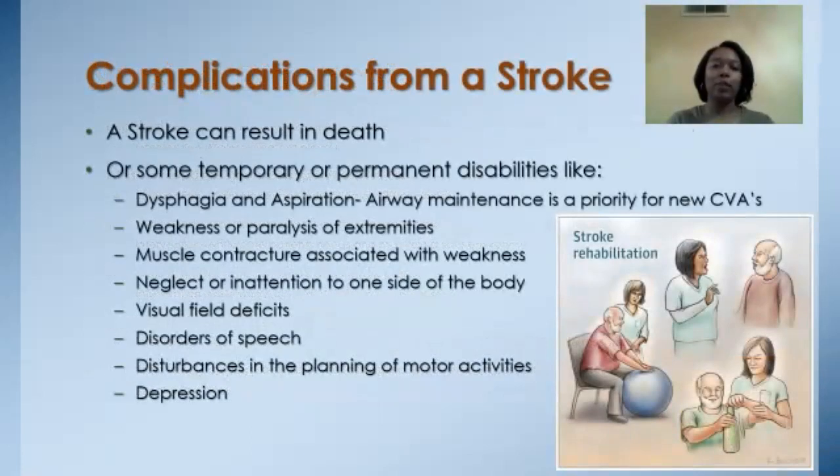Complications related to a CVA. So the most drastic complication is that a stroke can result in death. And almost 50% of the CVAs that occur do result in death. Temporary or permanent disabilities include dysphagia and aspiration, which we discussed.